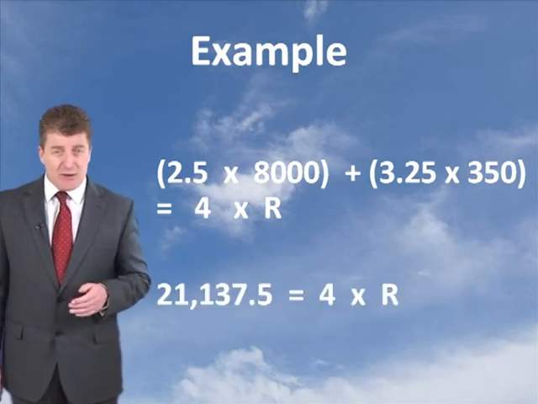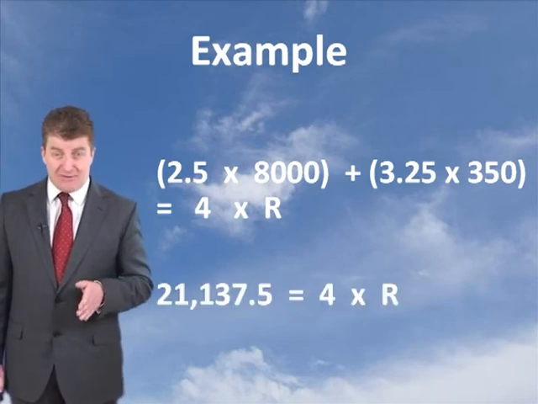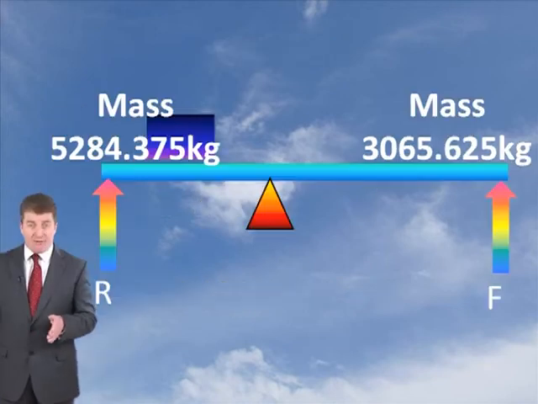Therefore, 21,137.5 equals 4 times R. Therefore, the load on the rear axle is 5,284.375 kilograms. And therefore, the load on the front axle is what's left, 3,065.625 kilograms. Do you see how you work that out? You take a moment on any of those points, and if you did that with a different moment, it would come out the same. This is how you work out moments and forces.